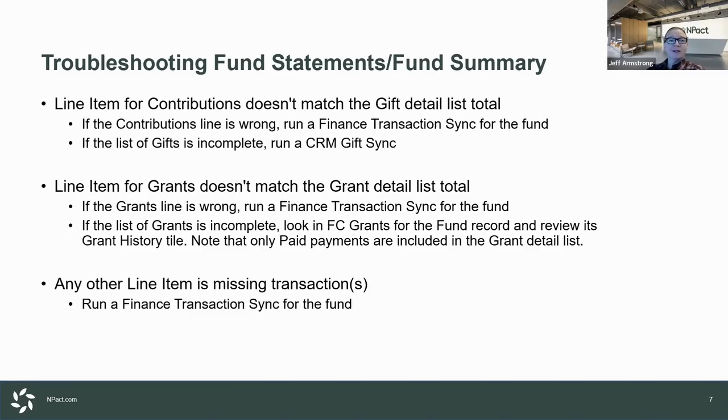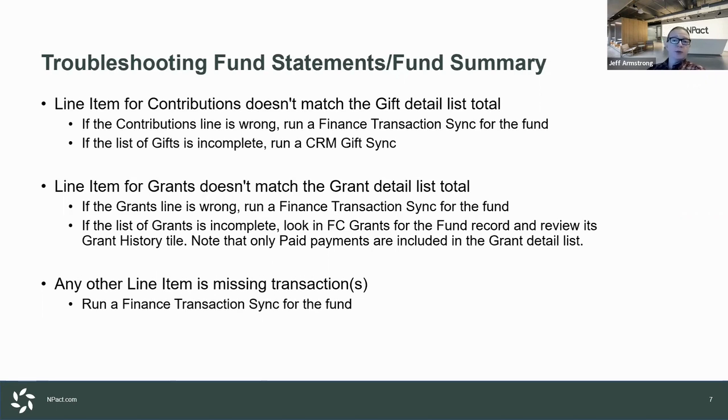If that number is correct and the list of gifts under it is incomplete, then it's likely that the gift information from the CRM system, usually from Raiser's Edge NXT, is incomplete. There may be a missing gift. And so the thing to do there is to run a gift CRM sync. Again, we'll show you how to do that on the next slide. So the contributions detail list is one place where we often see discrepancies.